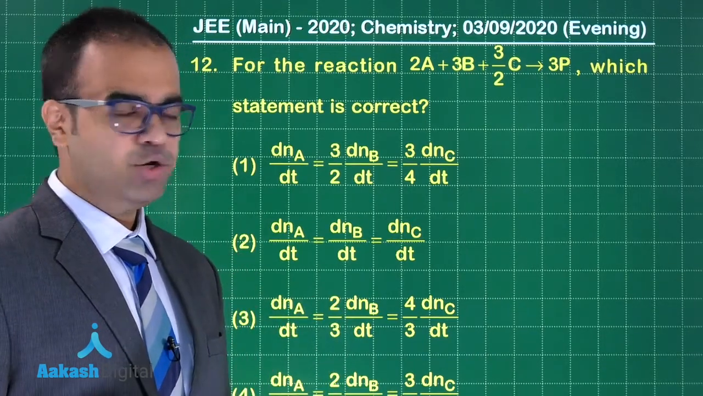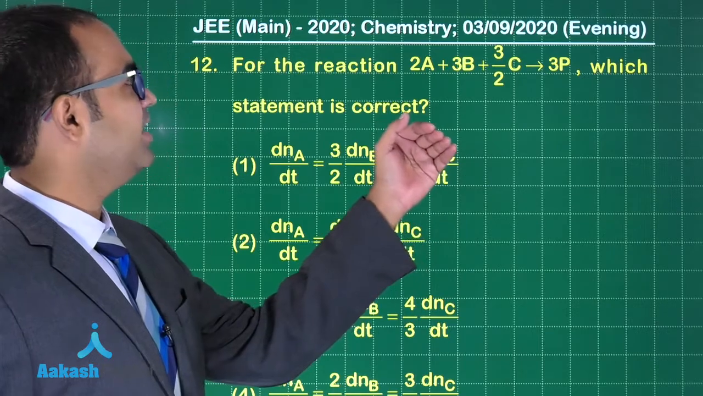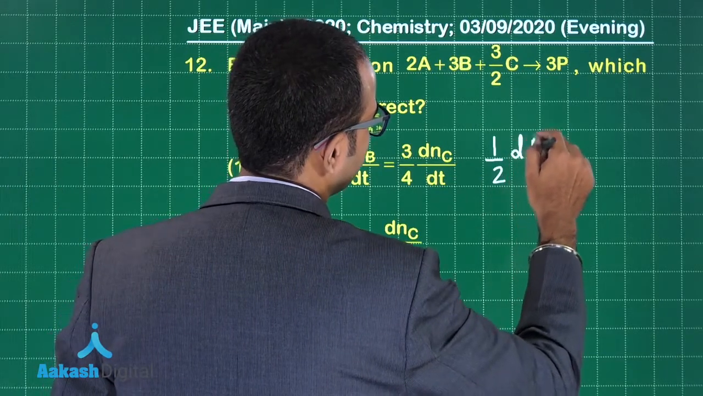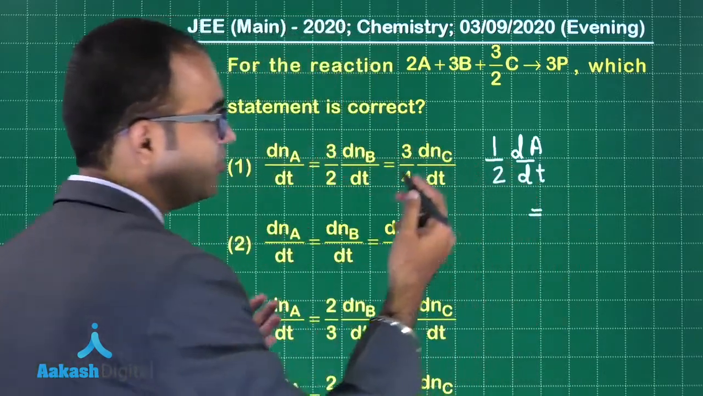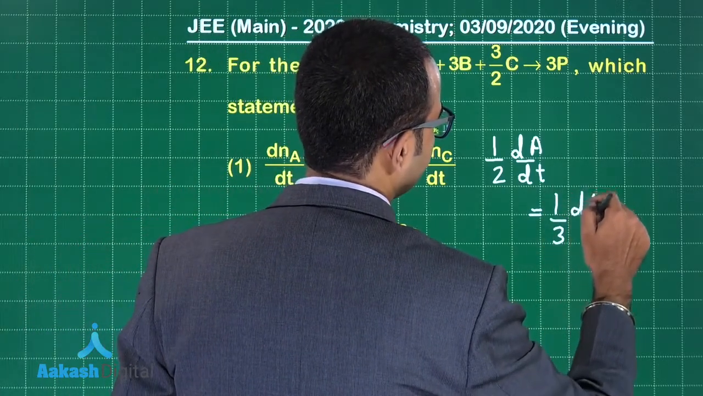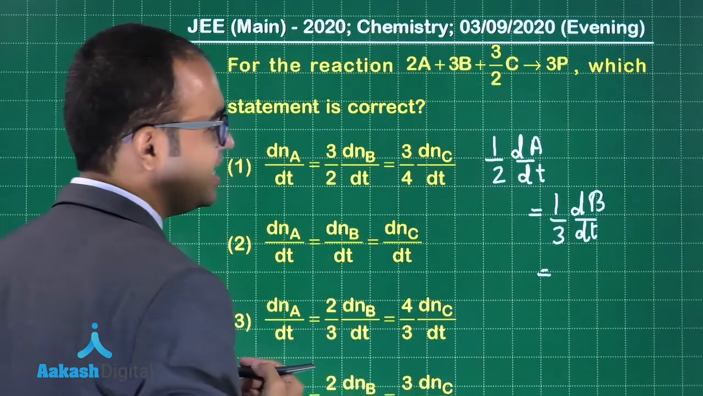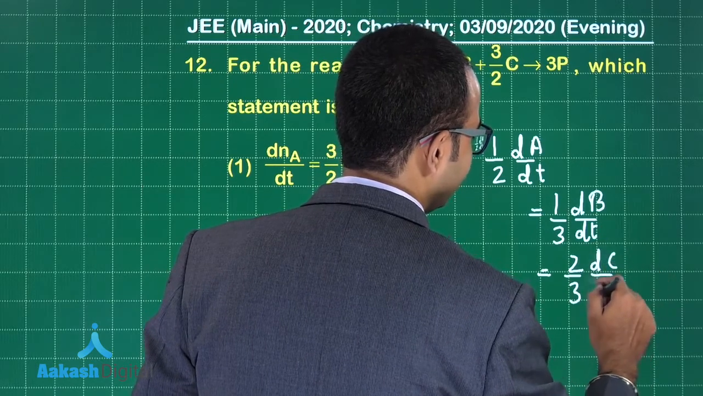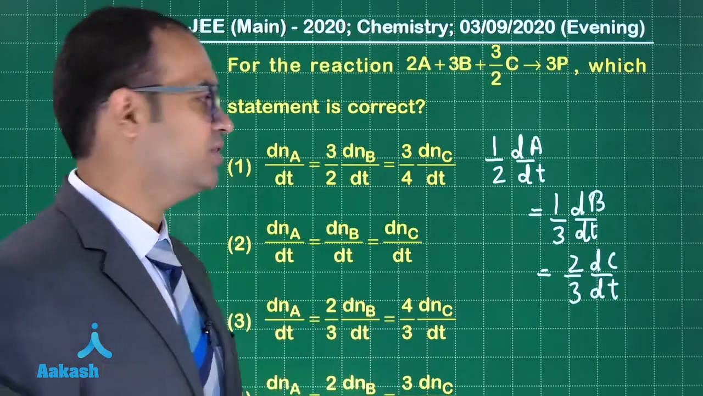The instantaneous rate over here is minus 1 by 2 dA by dt, minus 1 by 3 dB by dt, and minus 2 by 3 dC by dt. So 1 by 2 dA by dt, and this will be equal to what? In terms of B, it will be equal to 1 by 3 dB by dt, and in terms of C, it will be 2 by 3 dC by dt. So I'm ready with the instantaneous rate before looking at the options. Now let us look at the options.